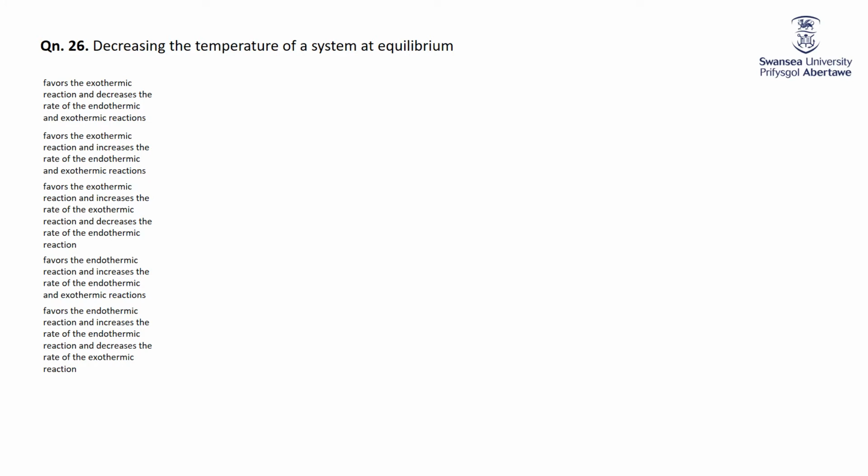Decreasing the temperature at equilibrium. Okay, we've already said that if we decrease the temperature at equilibrium, then any reaction will go in the exothermic direction. So that's the first 3 possibilities, and these blue ones going to the endothermic are not options anymore.